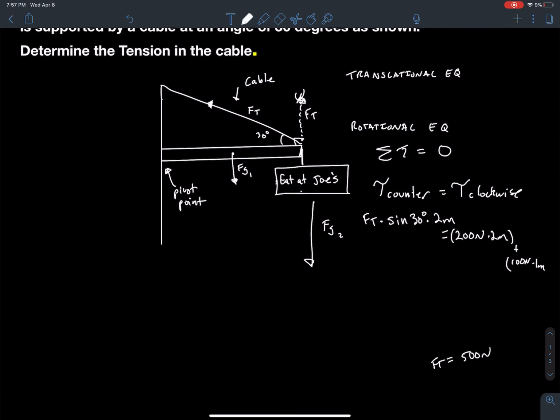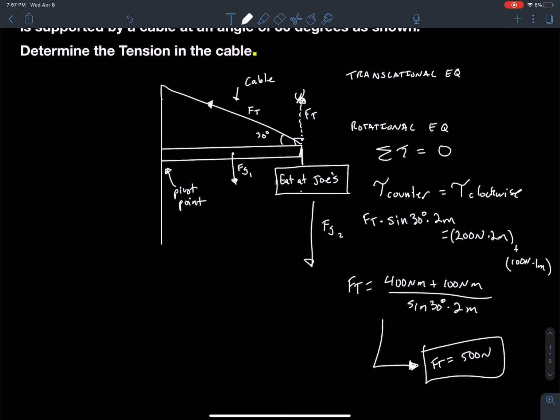Okay, and then if I rearrange everything, the force of tension is going to be equal to 400 newton meters plus 100 newton meters divided by sine of 30 degrees times 2 meters. And your answer is going to be, the force of tension in that cable should theoretically be 500 newtons. Okay?